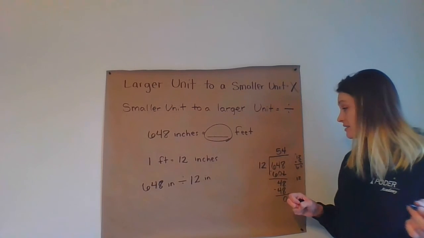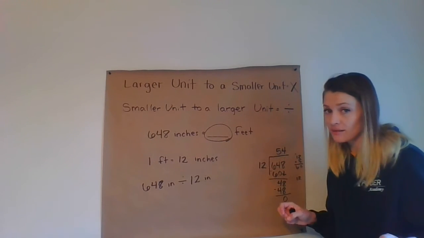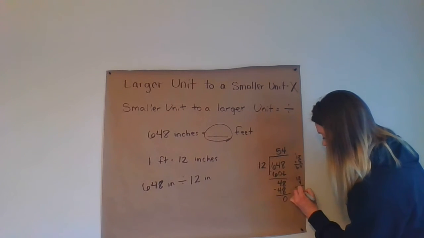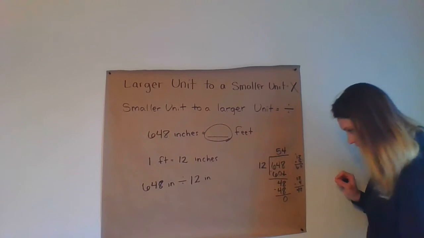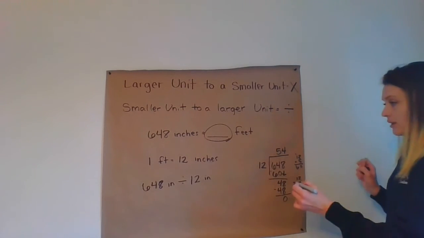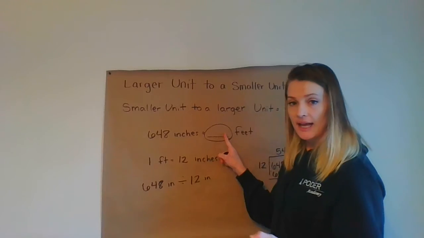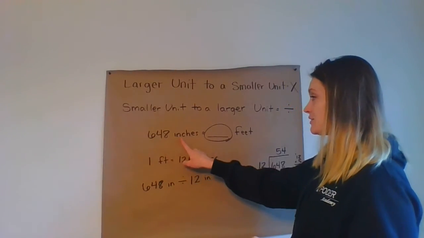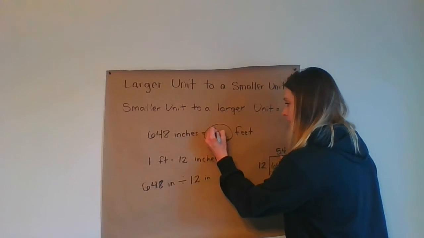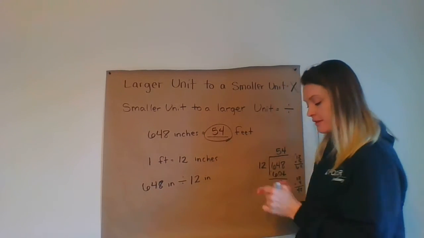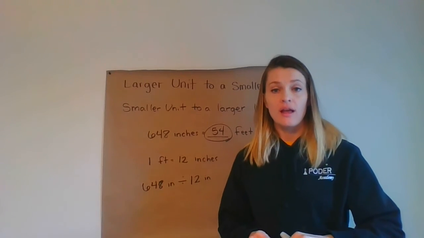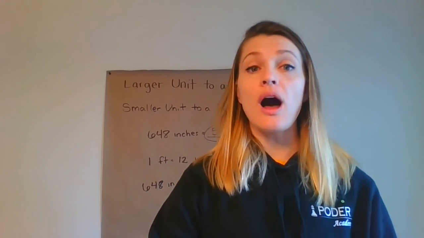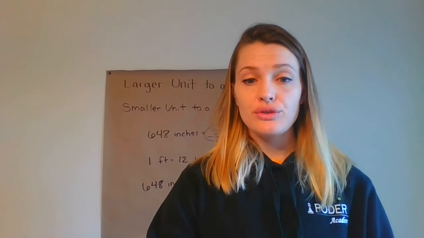I think that it's 12 times 4, but I want to double check and make sure. So I'm going to do 12 times 4. And it is 48. So now I can go back to my problem, and I can see that 648 inches equals 54 feet. Okay?